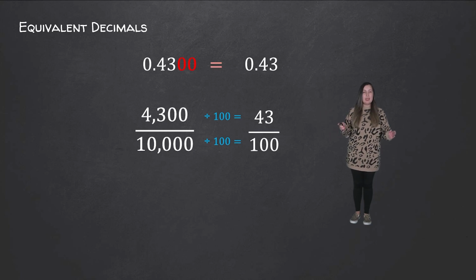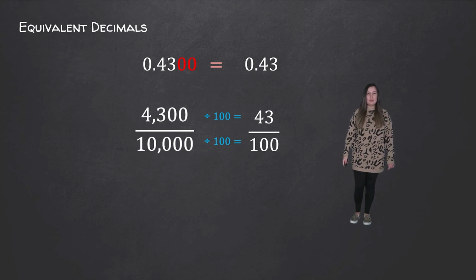So remember, you can add zeros to the end of a decimal and remove them if they are the very last thing. If the 0 comes before a digit that's 1 through 9, you cannot drop it because then that would change the value. But you can add or drop zeros at the end of a decimal. And that's it for equivalent decimals.